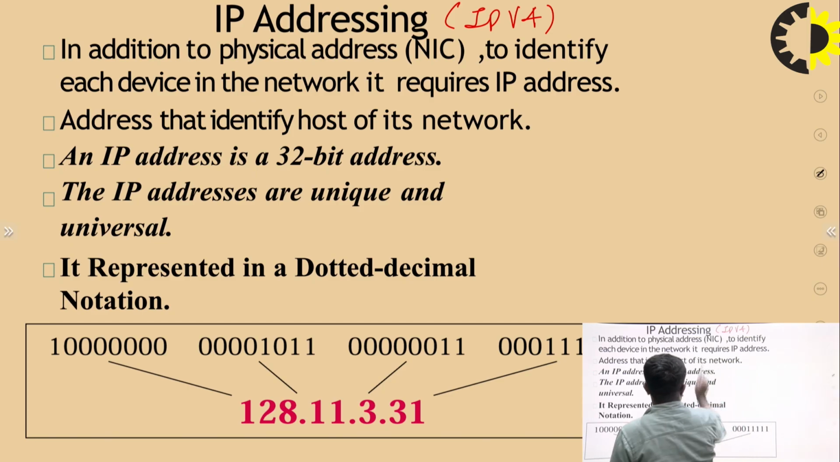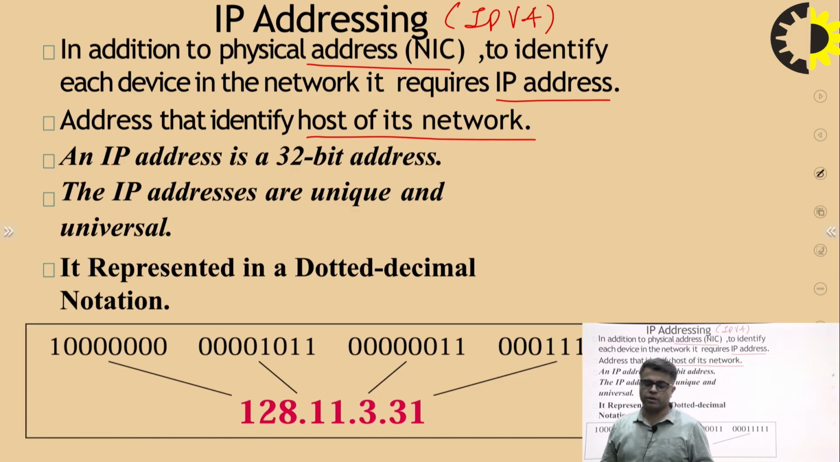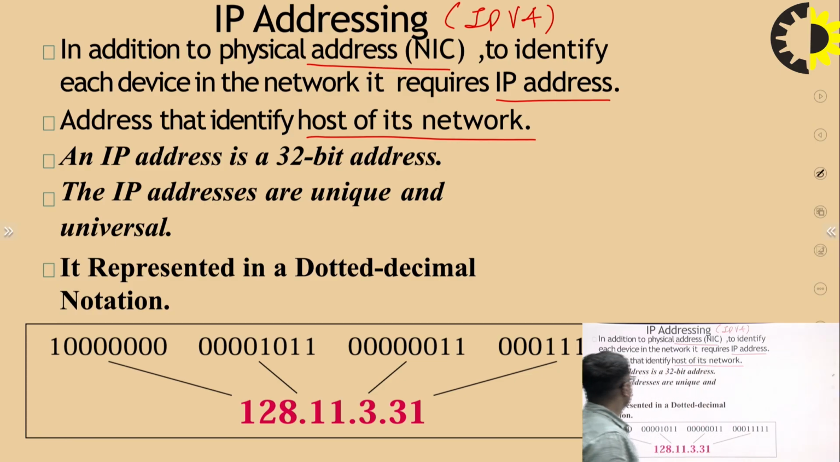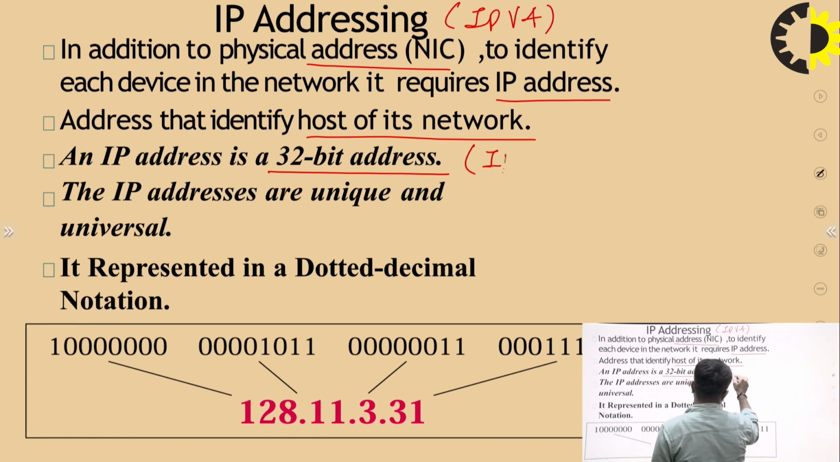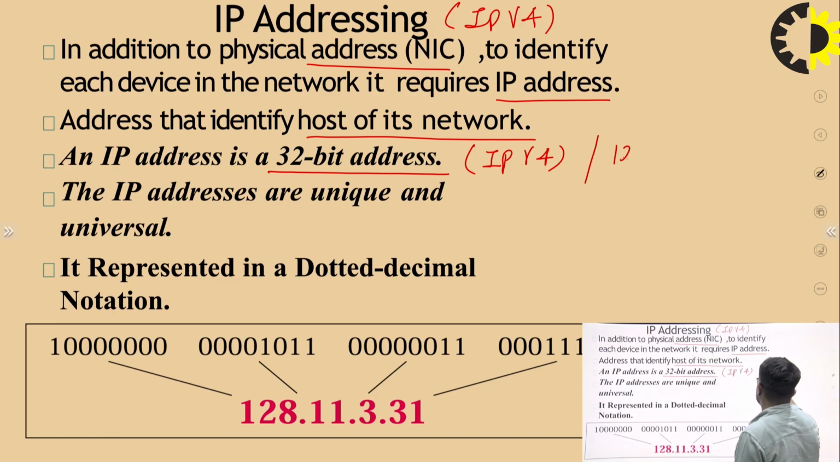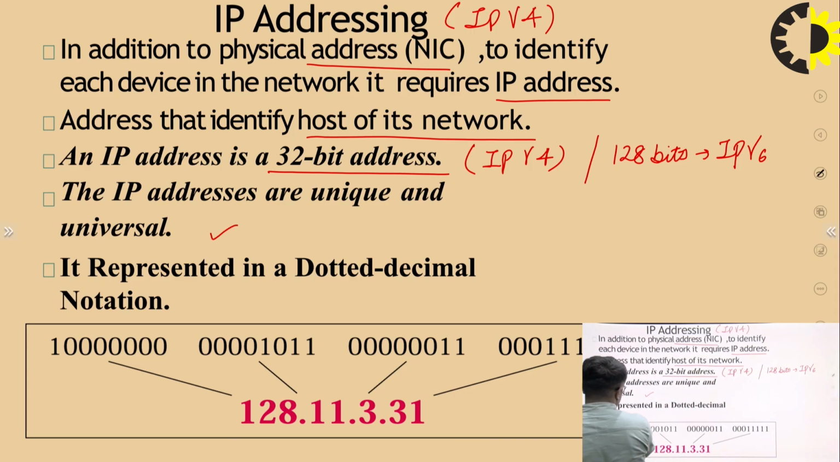So in addition to the physical address, the NIC, to identify each device in the network, it requires an IP address that identifies the host of its network. So which host we are targeting inside a network. An IP address is a 32-bit address in case of IPv4, and in case of IPv6 it is 128-bit. IP addresses are unique and universal. It is represented in dotted decimal notation.